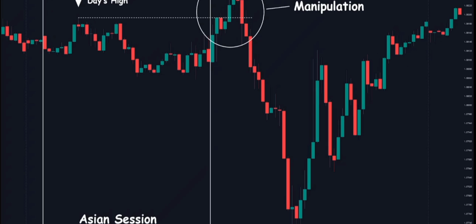When you see the price reverse after breaking the daily high or low, you can enter the trade in a new direction. Place your stop loss just beyond the level where the price broke out. For take profit, target the next key level on the chart, such as a support or resistance area. By using daily highs and lows as part of your trading plan, you can take advantage of these key price levels and increase your chances of making successful trades.